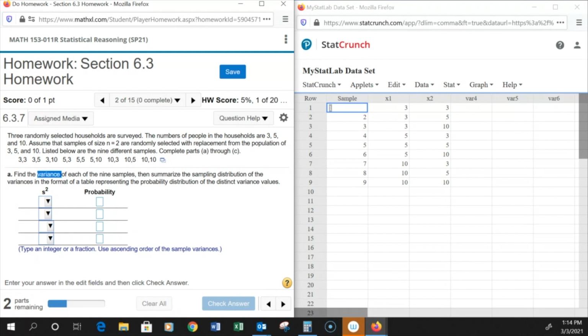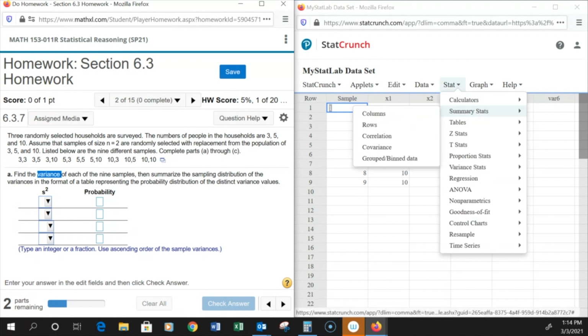What we are looking at in this particular problem is the variance. And I think, well, I know how to find the variance of each of these samples. Here's a variance. Well, this one I even know because 3, 3, we know that if the values are identical, the variance is 0 because there's no variation at all. But it would be nicer if we could calculate it.